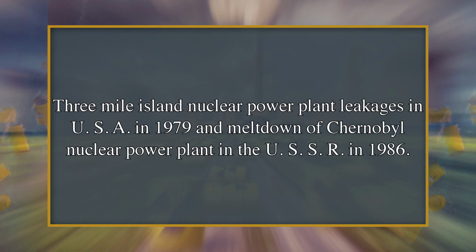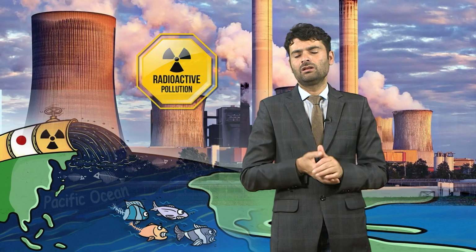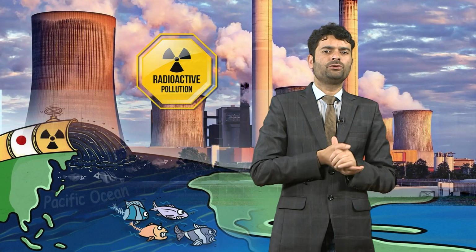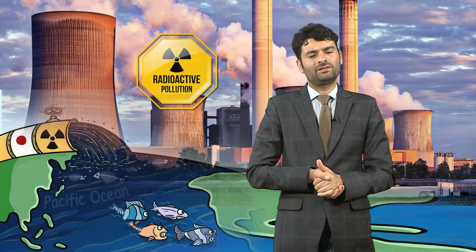Dear students, the Three Mile Island nuclear power plant leakage in the USA in 1979 and the meltdown of the Chernobyl nuclear power plant in the USSR in 1986 are examples of nuclear power plant accidents causing escape of radionuclides into the surrounding environment as well as into the atmosphere.